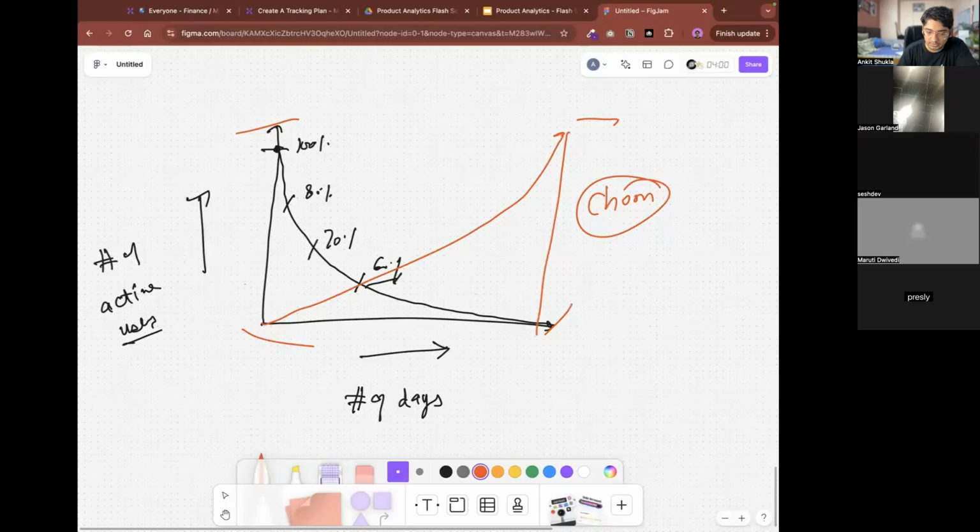Now, retention is the number of people who keep on using your product month after month or day after day. That is called retention. The opposite of retention is churn. How many people are you losing out very frequently?